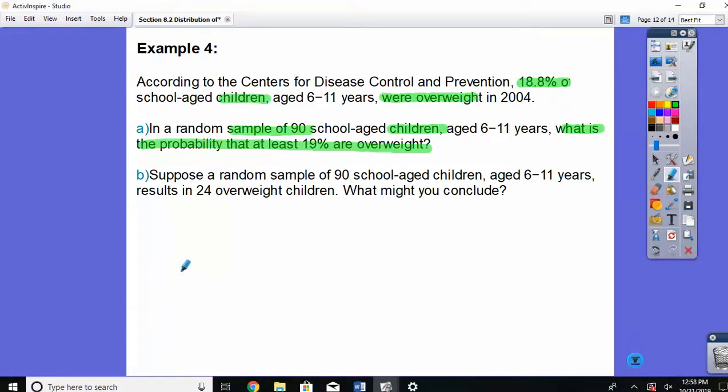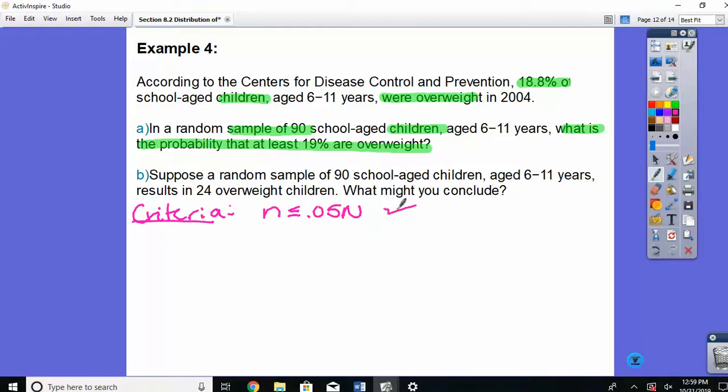Before we start, we have to check the criteria here. Two requirements. We are talking about 90 children. Would 90 be less than 5% of the entire population of children between 6 and 11 years old? Yeah.